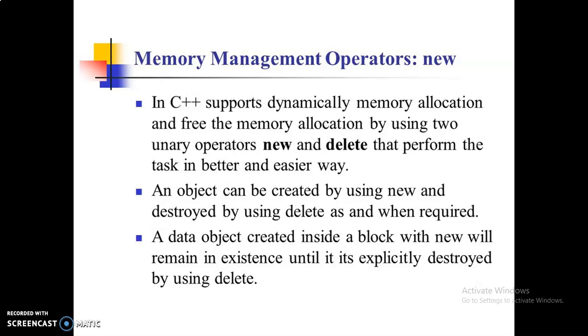Since these operators manipulate memory on the free store, they are also known as free store operators. An object can be created by using new and destroyed by using delete, as and when required. A data object created inside a block with new will remain in existence until it is explicitly destroyed by using delete. C++ supports dynamic memory allocation and freeing by using two unary operators, that is new and delete.